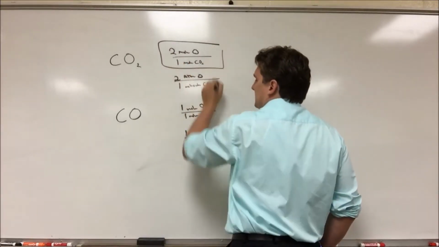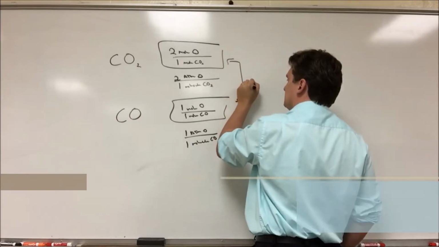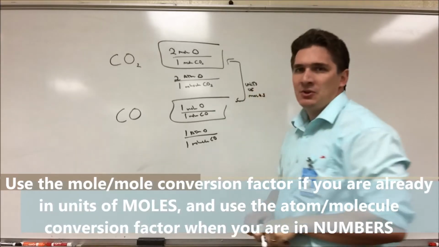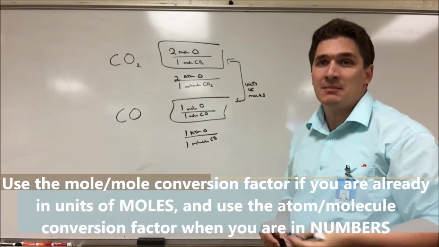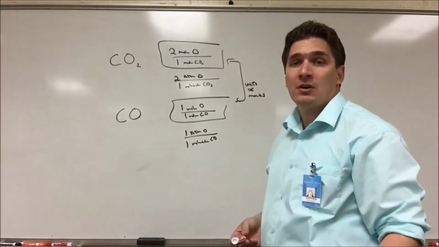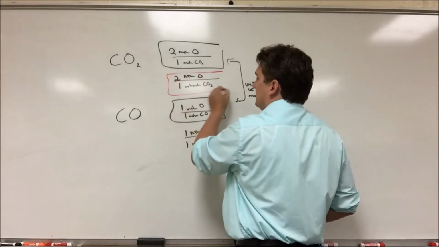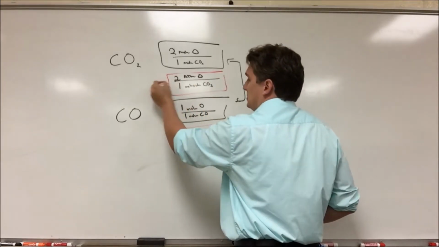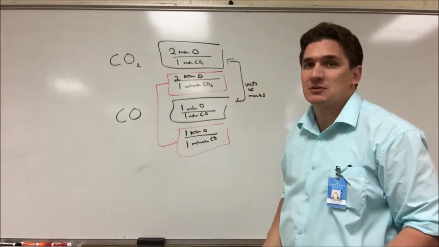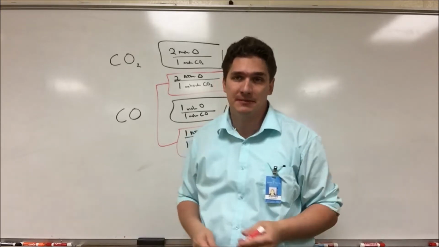So when do you want to work with these conversion factors? These top two, the mole to moles, get worked out when you're in units of moles. So if you're already in moles and you want to convert between the atom of something and a molecule of something, that's when you're going to use this conversion factor. If you are already in numbers, meaning that you've got molecules or atoms, that's when you're going to use these two conversion factors. So the atoms of oxygen per molecules of CO2. If you're working with large powers of 10, you'll be in the molecules of something or atoms of something.